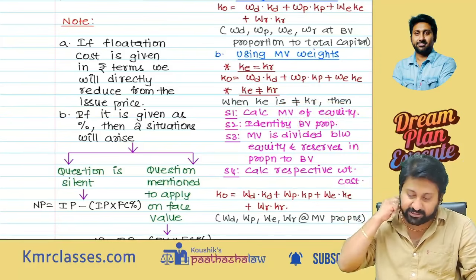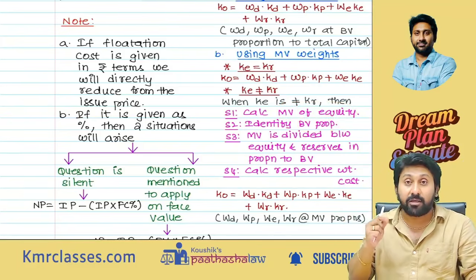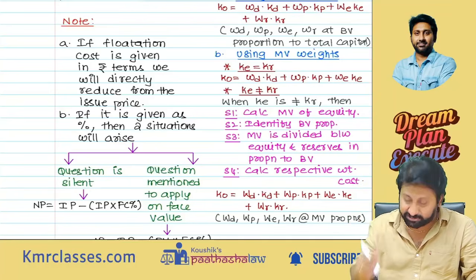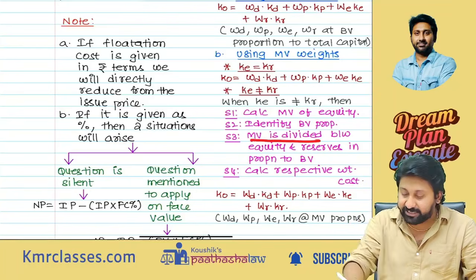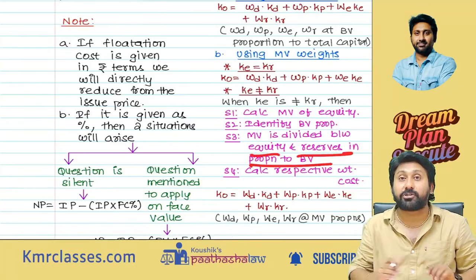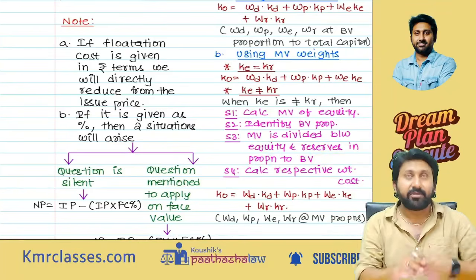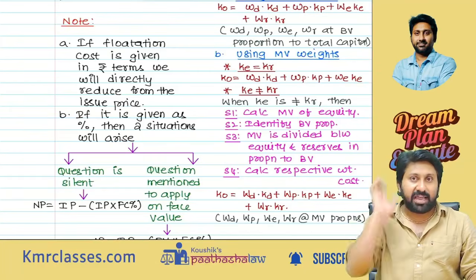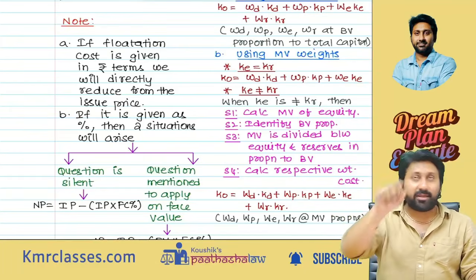Book value proportions taken. Book value proportions are what? Book value proportion of equity and reserves. Market value is divided between equity and reserves in proportion to book value. Now understood. Book value is 1 lakh. Market value of capital is 2 lakh. What we need to do?